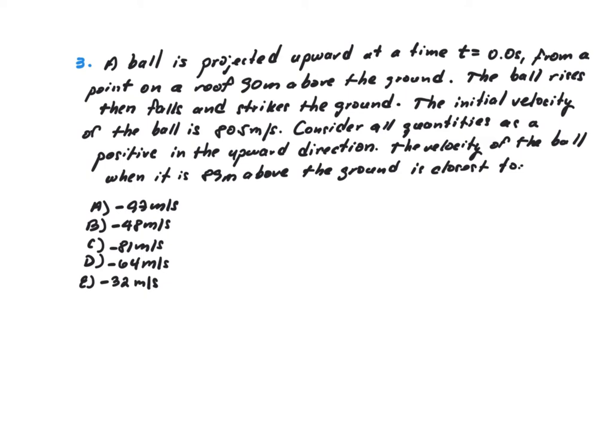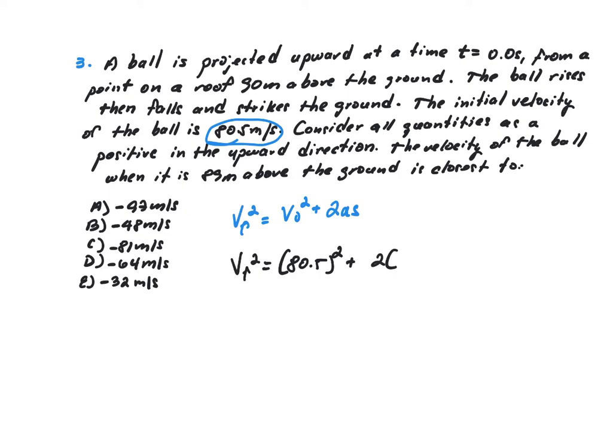So again, we're going to be using the same formula that we were using, velocity squared equals initial velocity squared plus 2aS. And basically, they just want the final velocity, so that is what we're going to be solving for. Our initial velocity is given as 80.5, squared, plus 2 times the acceleration.